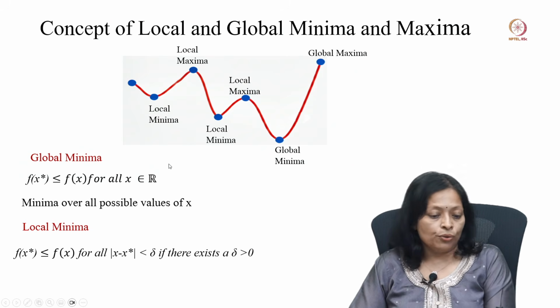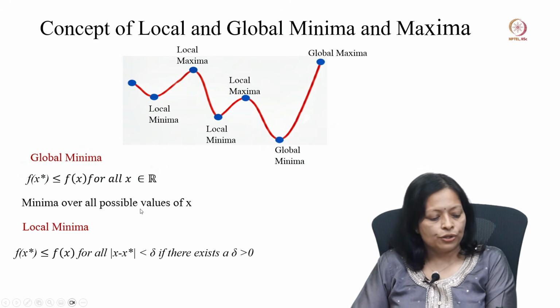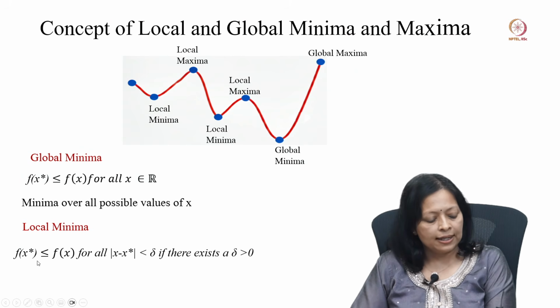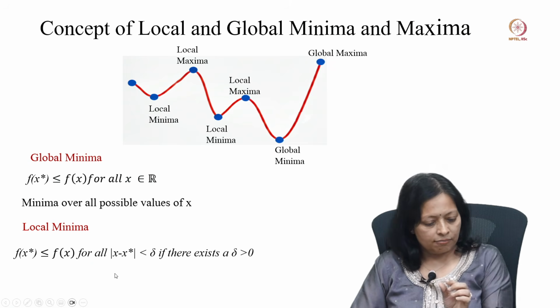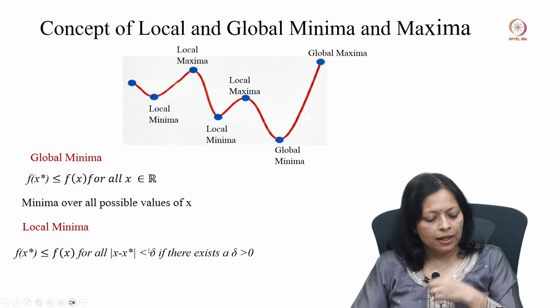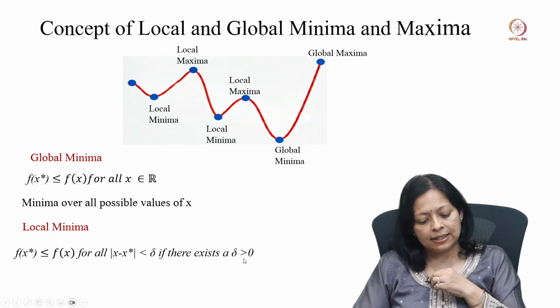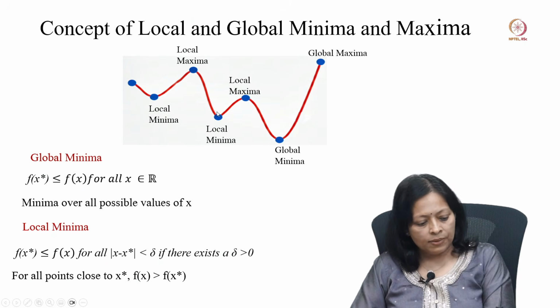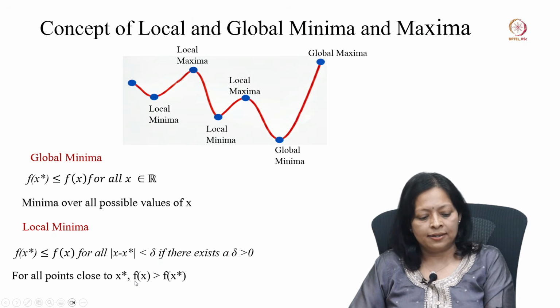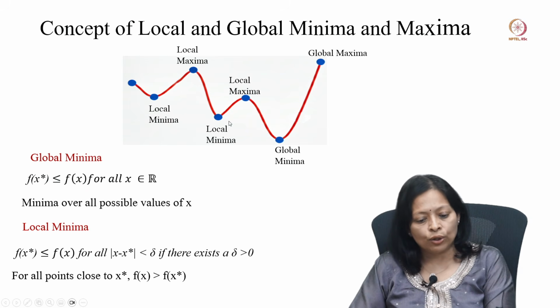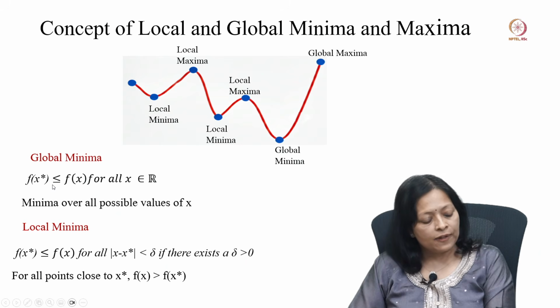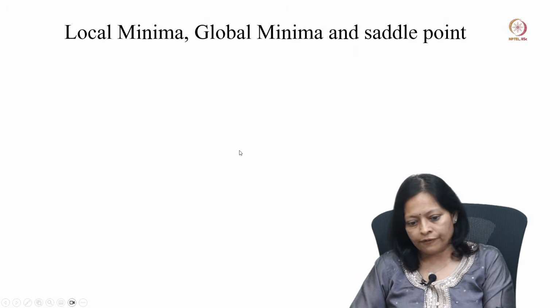Now, what about local minima? How do I define it mathematically? If x star is my local minima, then f of x star is less than or equal to f of x for all x such that mod of x minus x star is less than delta, if there exists a delta greater than 0. What does it mean? For all points close to x star, your f of x is greater than or equal to f of x star. So, this is the concept of local minima. And for global minima, f of x star is less than f of x for all values of x.